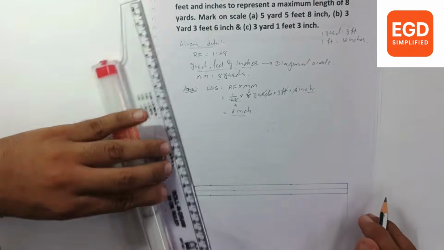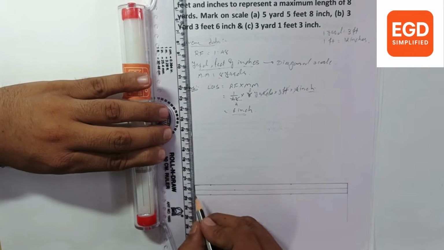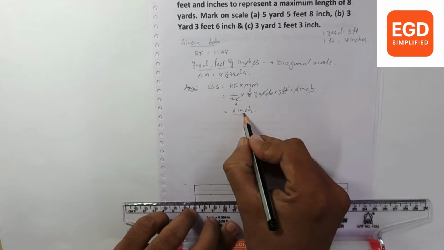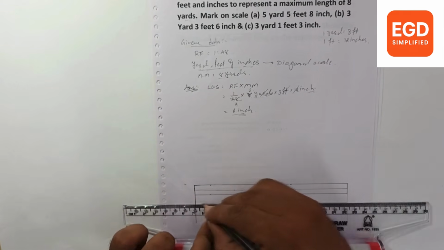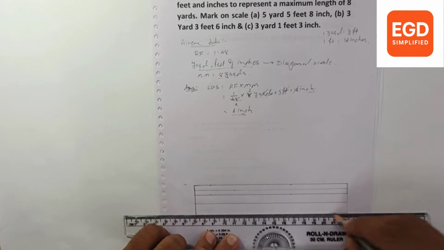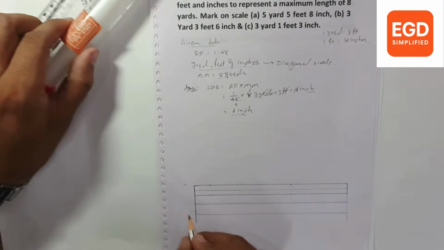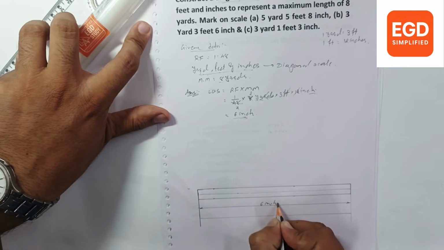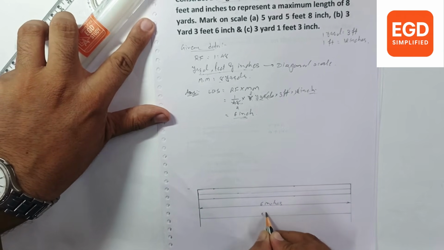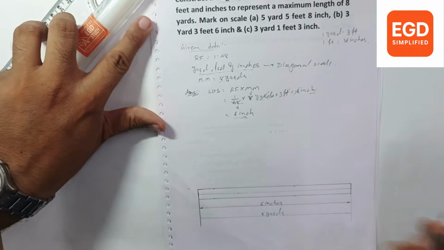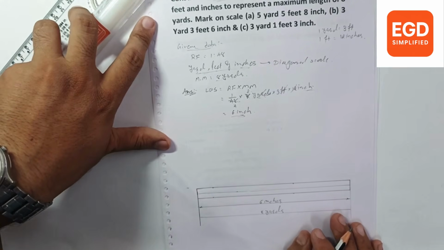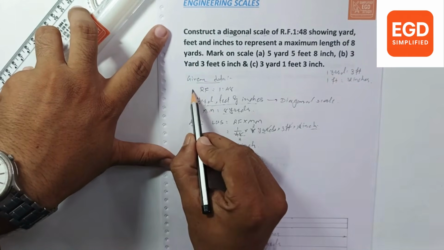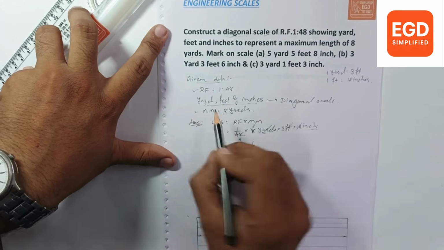The scale is, what is the length of scale that we have sketched? We have sketched a 6-inch long line, a 6-inch long scale that will represent the 8-yard measurement, that is the maximum measurement, 6 inches and 8 yards. Now what to do next? So we will read again the given data. We have utilized this, we have utilized this.